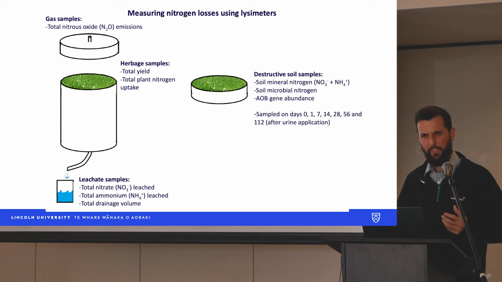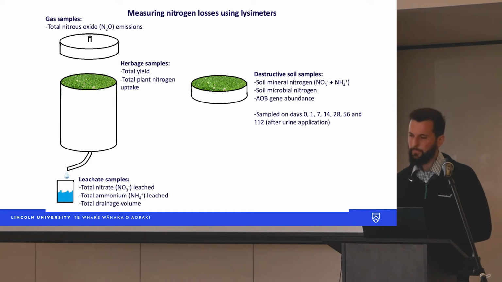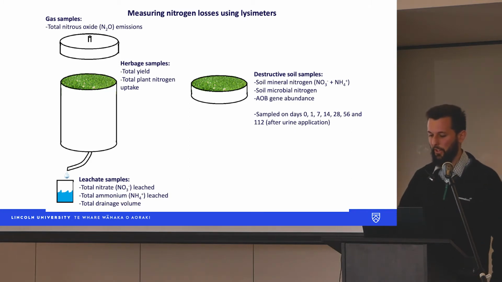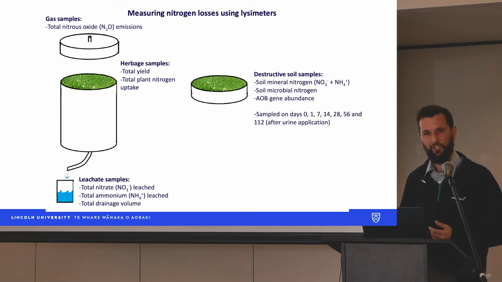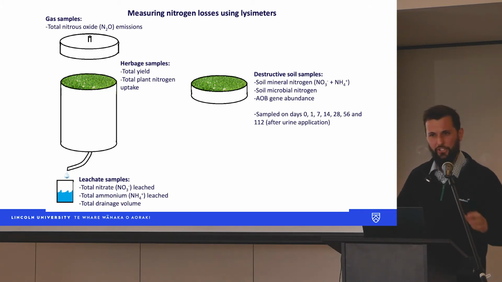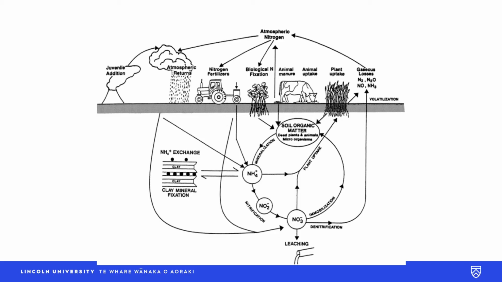So these bacteria are really important. These are the bacteria that convert ammonium, NH4+, which is held well in soil, to nitrate, which is negatively charged and can be leached easily. So these bacteria are responsible for nitrification. That's why we looked at them. And we sampled on days 0, 1, 7, 14, 28, 56, and 112 after urine application, so we could see what effect urine had and what's going on in the soil over a long period of time. So that's a summary of what we measured and how we measured it.